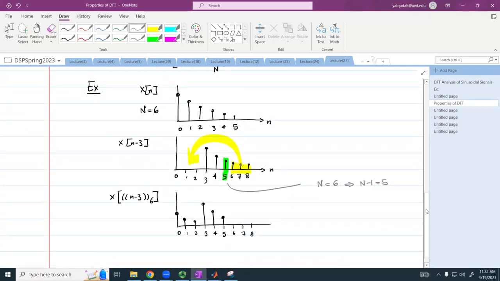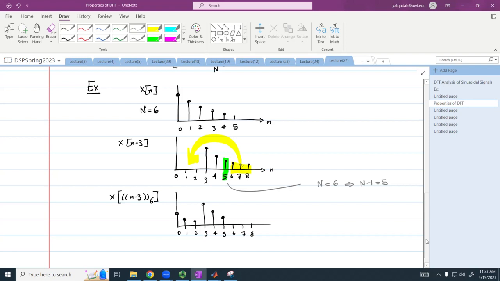Now you can see that if I have a signal that has a length of, for instance, 6 from 0 to 5, if I do a regular shift, then this signal is going to go outside the window from 0 to 5. But if I do a circular shift, all the signal components are still defined between 0 and 5.